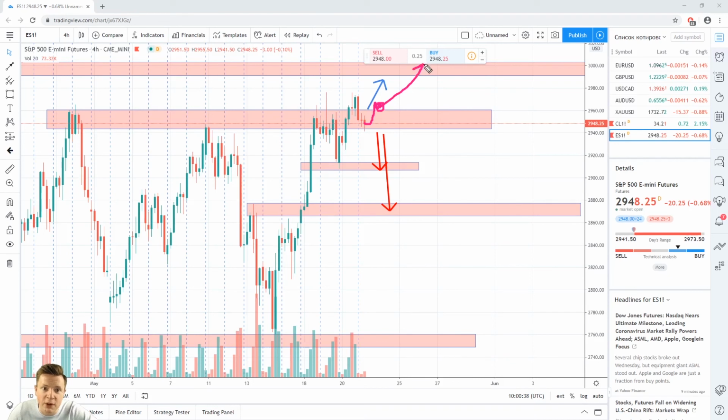First target will be around 3,000 in S&P 500. If price goes back below and holds below this level, it will be a pretty short scenario. Now first target will be around 29.10, and the second target will be around 28.70.